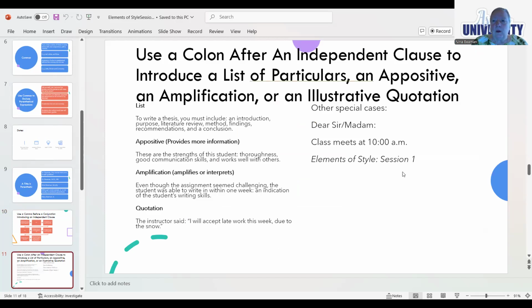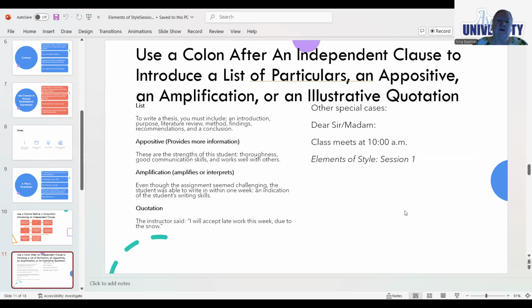So use a colon after an independent clause to introduce a list of particulars, an appositive, an amplification, or an illustrative quotation. So let me give you some examples of all those things I just said. So to write a thesis, you must include, long pause. Now I'm about to tell you all the things you must include: an introduction, purpose, literature review, method, findings, recommendations, and a conclusion. That's a list of what you must include.